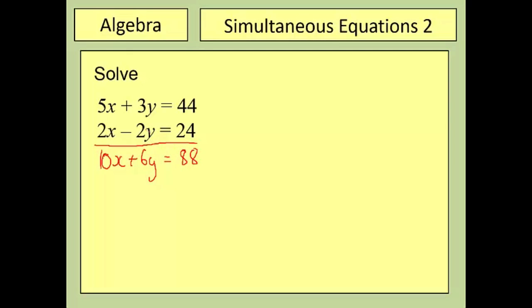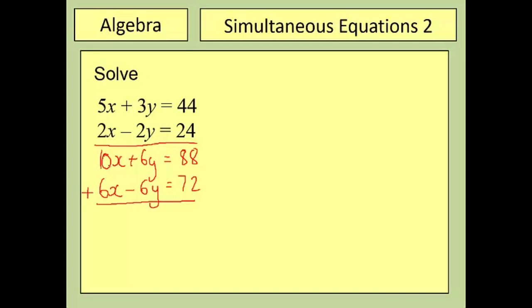Now in order to make the y's the same, I need to make this a 6 as well. So I need to times this whole equation by 3, because then I'll get 6y. So 3 lots of 2x is 6x. 3 lots of negative 2y is negative 6y. And then 3 lots of 24 is 72. So I can carry on with the equation just like in the last video now, because both of the y's have a 6. They happen to have different signs, and if they're different signs then I add the equations.